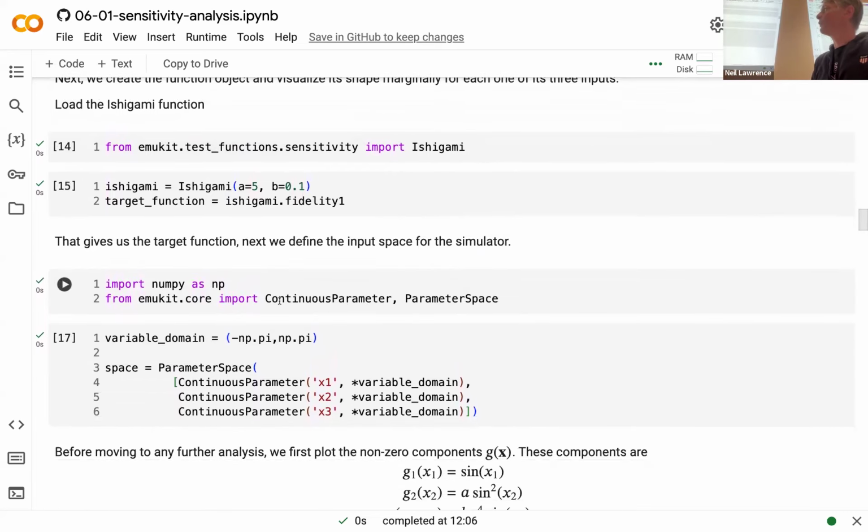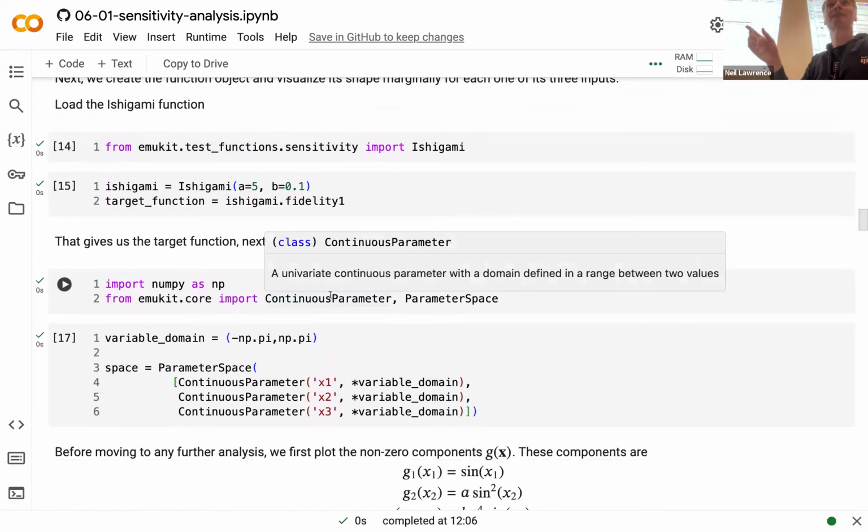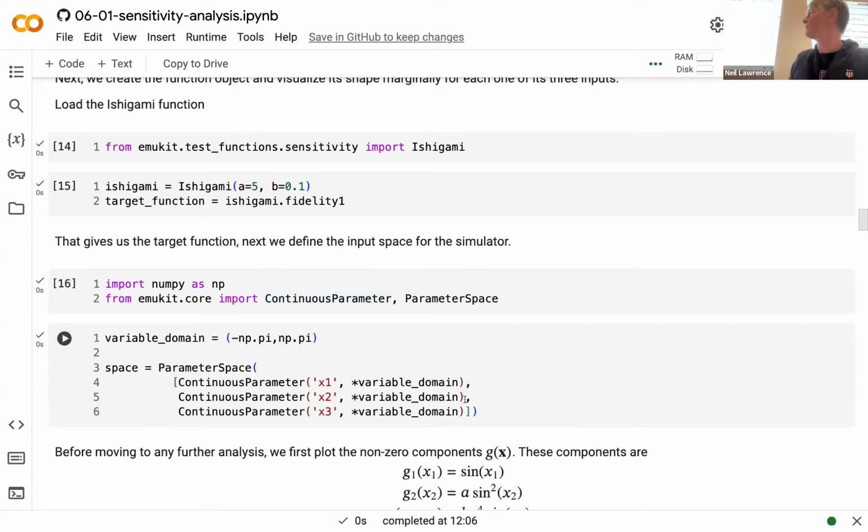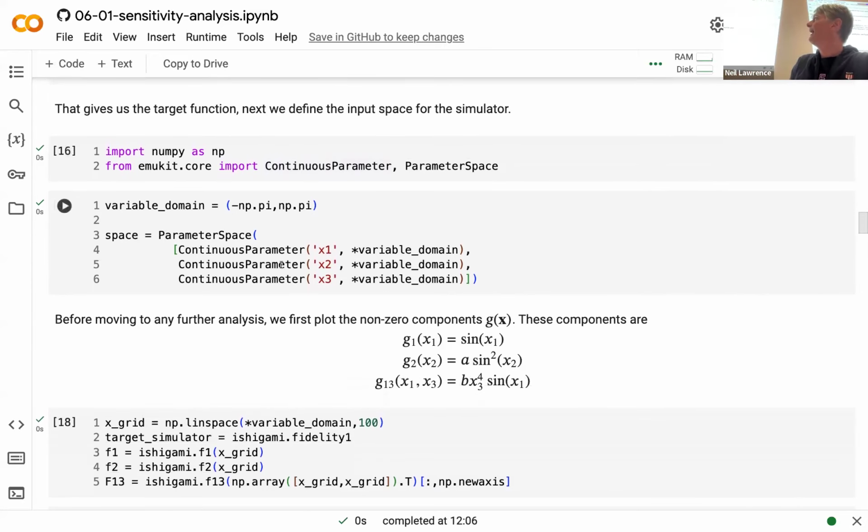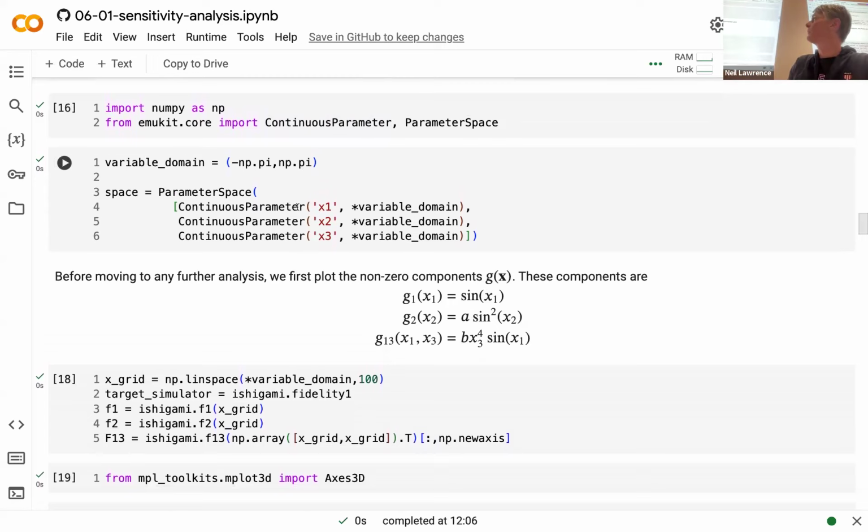Now in EmuKit, what we're doing is importing parameter spaces with the notion of continuous parameters. So what's that all about? Well, we're going to search this function continuously, right? It could be that it's a discrete function, so we could be interested in functions where there's some discrete change. In that case, the acquisition process is different, right? The optimization process of the acquisition function is different. So you're specifying that you're working with a continuous parameter space here. Here, you're giving the variable domain. So you're saying, I'm interested in the parameter between minus pi and plus pi, with that variable domain specifying the overall parameter space.